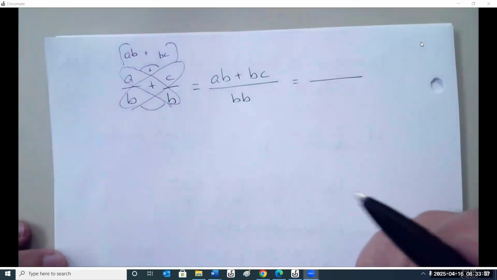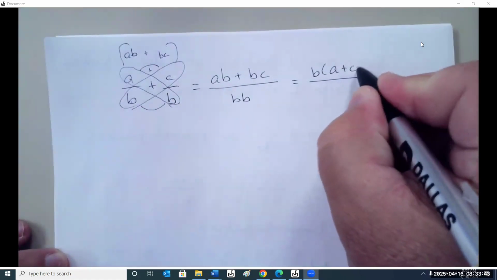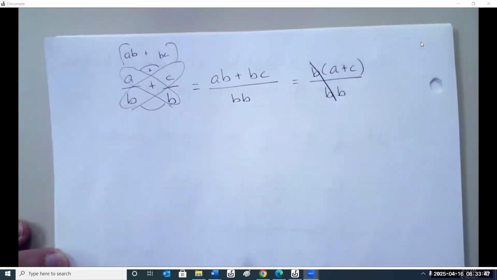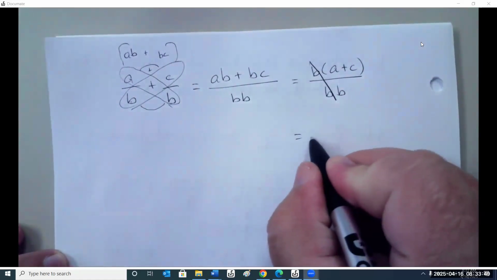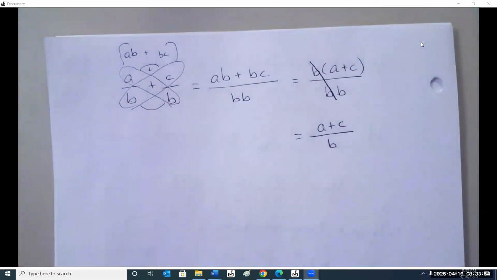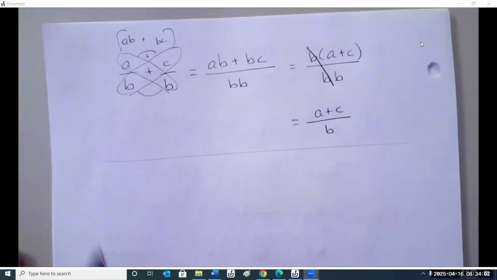Look at the top. Do they have anything in common? They have a B in common. We can factor that out. One B can cancel. And that's what we have. So it does work. Again, you have to keep on applying the rules or the properties that we've always dealt with.